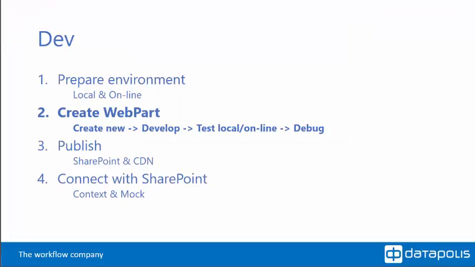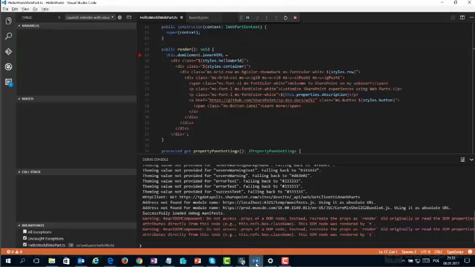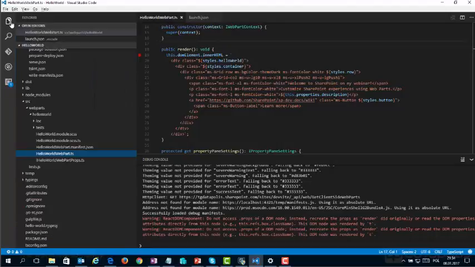So let's summarize. We have now created a new web part, we checked how to develop it, we tested it locally and online, and we debugged it. So now it's time to go to the next step, to publish a web part, to get to know how to publish it to SharePoint and get some information about publishing the code to CDN. As I mentioned before, publishing splits into two parts, publishing the SPPKG file and publishing JavaScripts. So let's stop debugging, go to code.